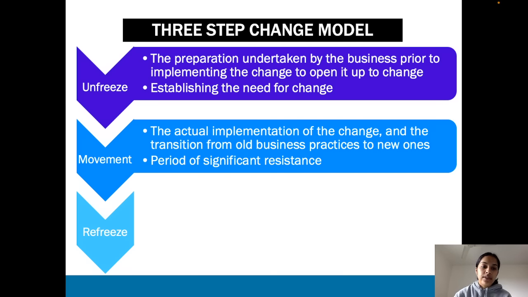It's really important that management have effective strategies to deal with that resistance, but also are supporting the employees and empathizing with employees so that that resistance is reduced.